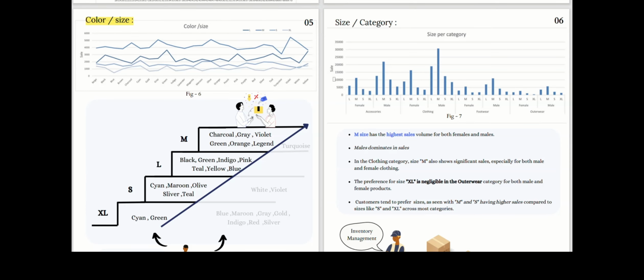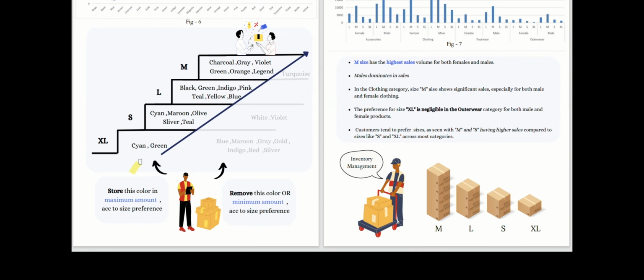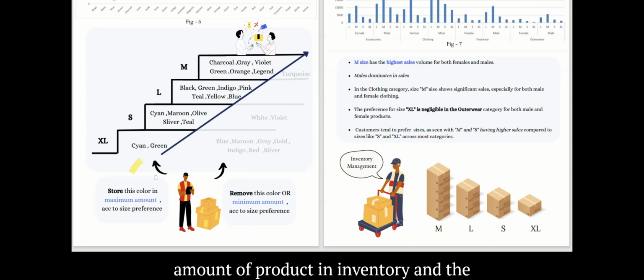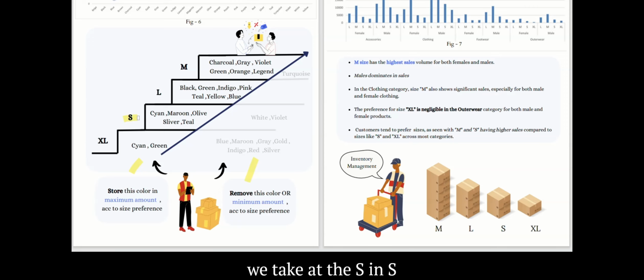Color per size. The darker color shows that the store holds the maximum amount of product in inventory, and the light color shows that we should store less or remove the color from the inventory. Let's see an example. We take the S size. In S size, we store maroon color the most, and store less or remove white and violet.